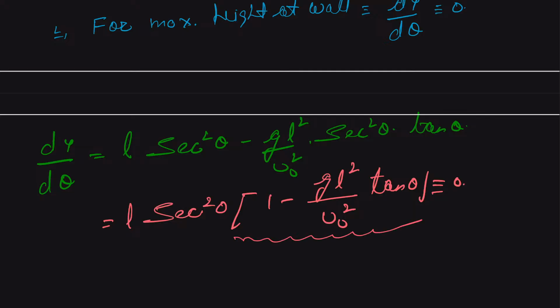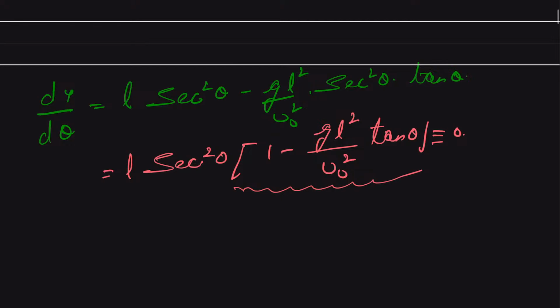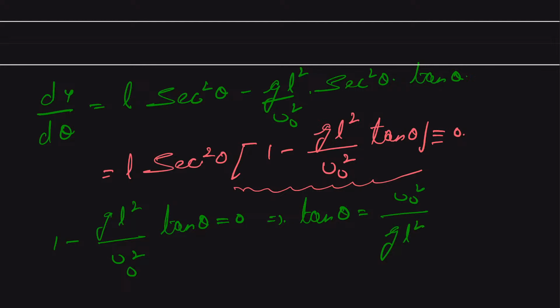So this second function we can easily equate to 0, and this gives us that 1 minus GL square upon V0 square tangent of theta is equal to 0, or we can say that tangent of theta will be V0 square upon GL square.